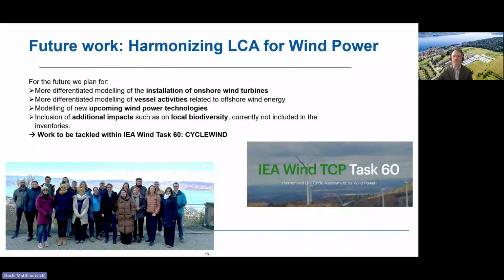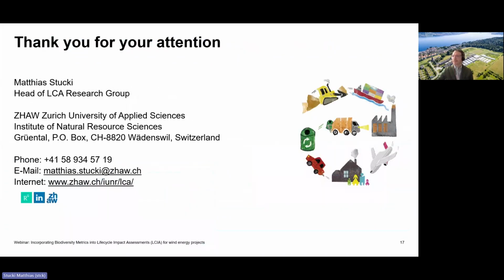So that's what LCA is all about, and I hope I could give you some hints why I find it so important. Within CYCLEWIND, we are now working on modeling more differentiated installations of onshore and offshore wind energy, including the vessel activities involved. We would also like to emphasize additional indicators, especially biodiversity, because LCA is so far facing some challenges in how we can quantify biodiversity in wind power LCA. With this, I thank you for your attention, and I would like to hand over to Roel.